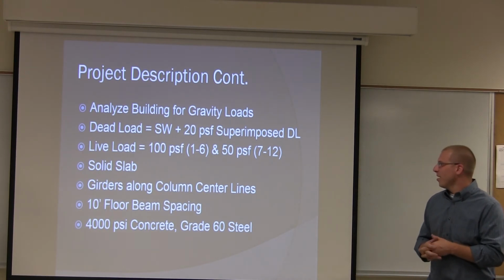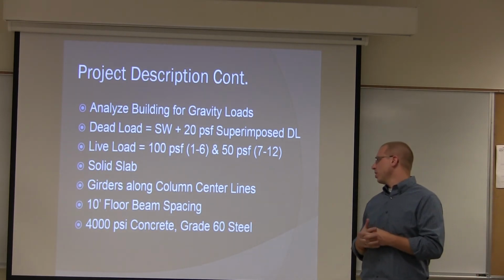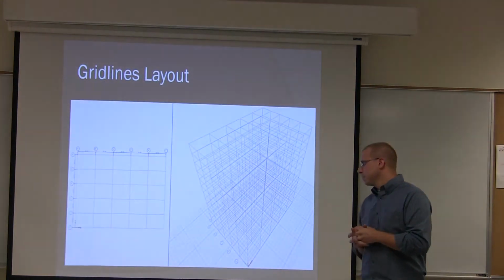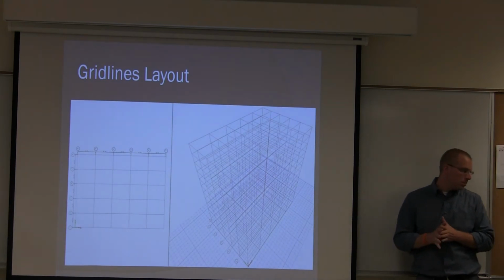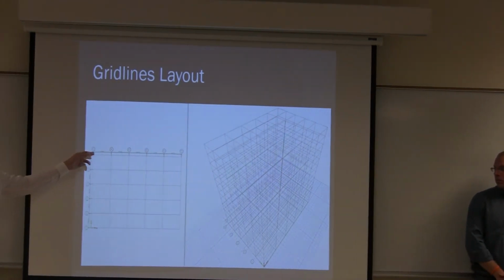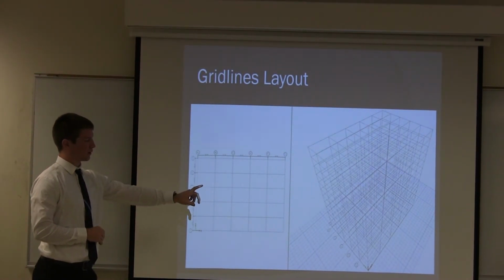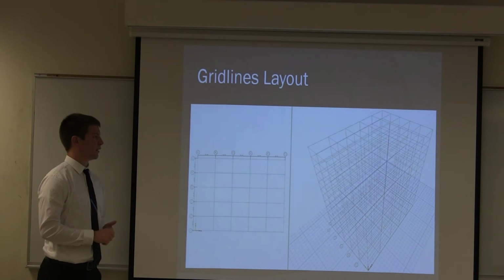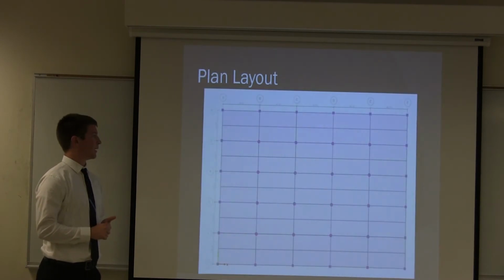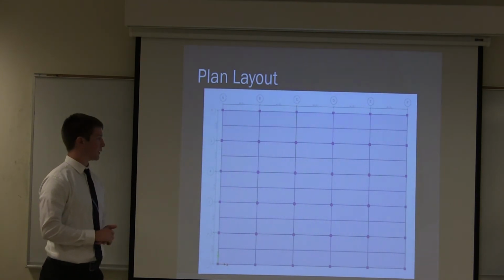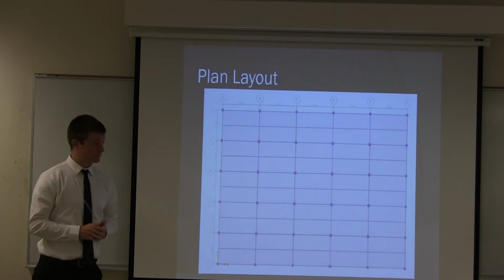Girders along the column center lines, 10-foot floor beam spacing, and our concrete is 4,000 PSI with Grade 60 steel. As you can see, here's our grid layout. We had 30 feet by 20 feet for our columns, as well as 15 feet on the ground floor and 12 feet going up to the next floors. And right here you can see a top view. We have our square columns around the exterior, as well as circular columns in the center. We have our beams located separately by 10 feet.